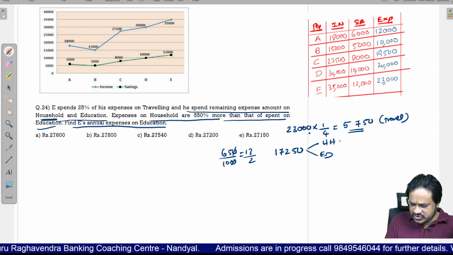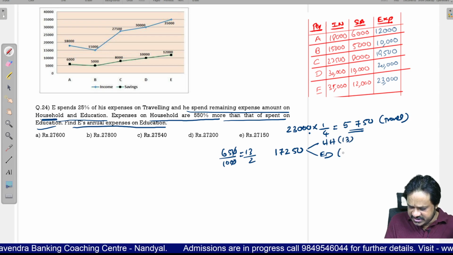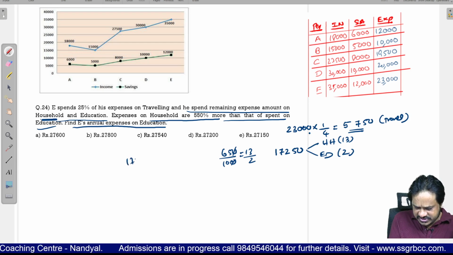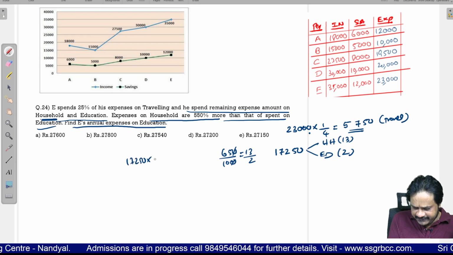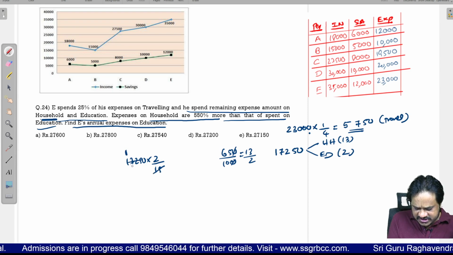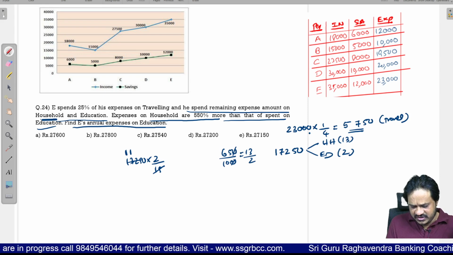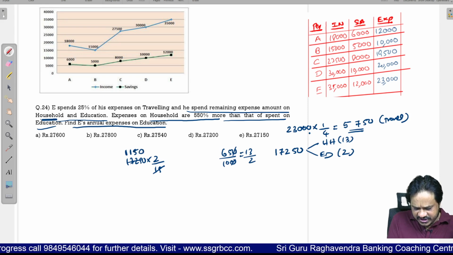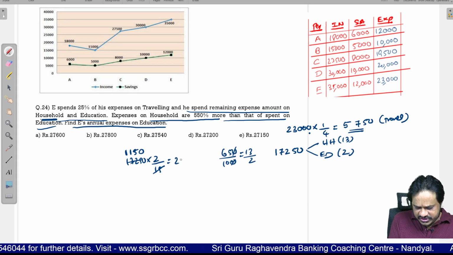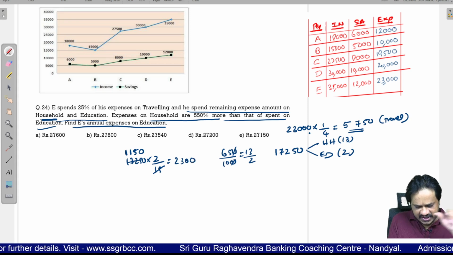So, household will be 13 parts, education will be 2 parts. We want education. So, 17,250 into 2 by 15. 15 ones 15, again 15 ones 15. Now, we will get 5, 0. 1150 into 2. So, 1150 into 2 is 2,300.